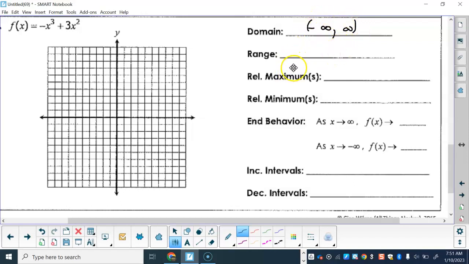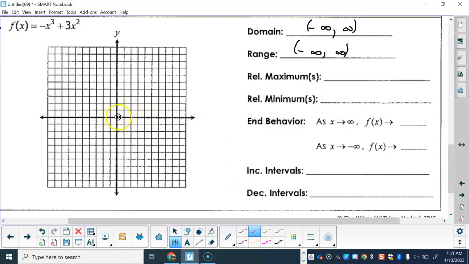Now the range, because this is an odd function, is going to be negative infinity to infinity. Be careful, an even function will have an absolute minimum. This does not; this only has a relative minimum, and the graph goes all the way down to negative infinity. If you put this in your graphing calculator, you can see that it goes from infinity to negative infinity. Okay, so with this, let's go ahead and get a graph up here.